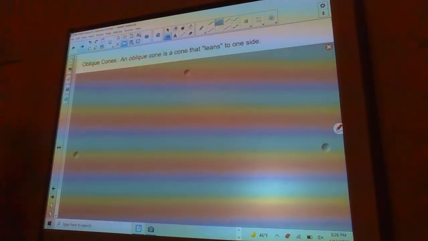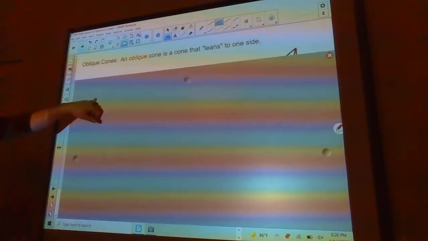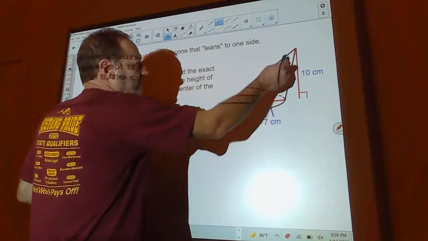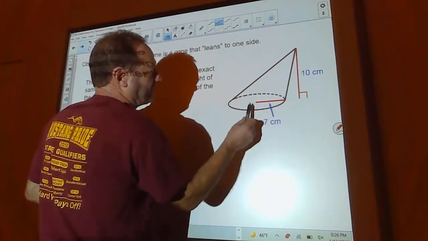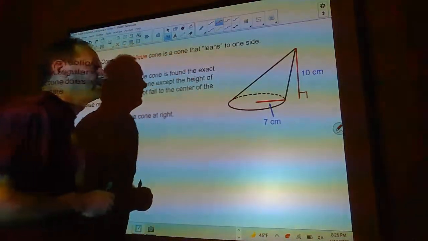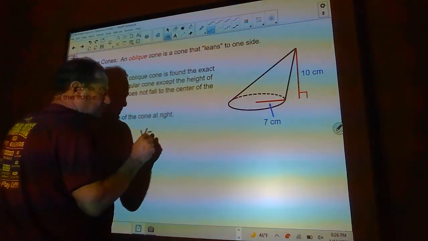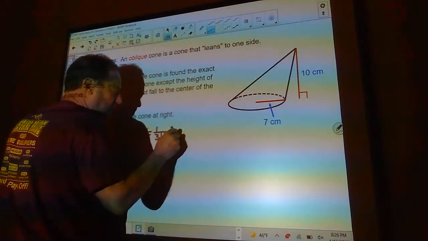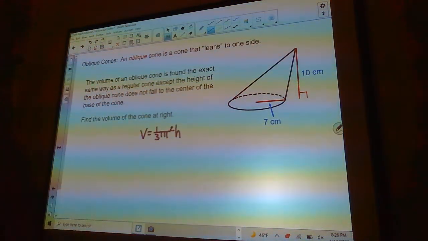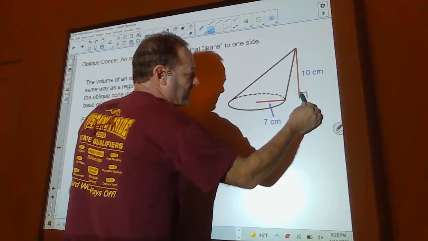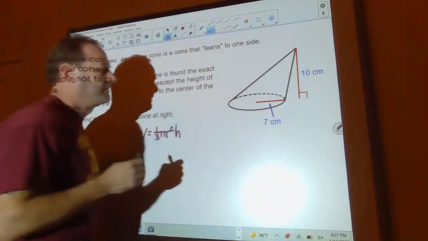Now, let's talk about an oblique cone. We did this last time when we talked about oblique cylinders. An oblique cone is a cone that leans to one side, so it kind of looks like this. The top of the cone, the vertex of the cone, is not directly above the center of the circle. So, you find the volume with the same formula. The volume is 1/3 pi r squared times the height. The only thing you got to make sure of is that you go straight down from the vertex perpendicular to the plane of the base.